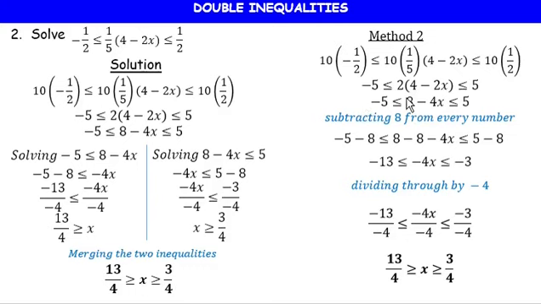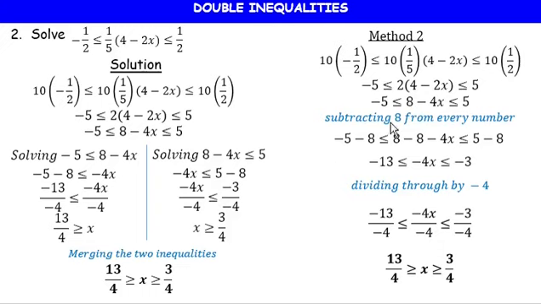Alternatively, you can decide to eliminate the number that is attached to the x in the middle section here, right? So after multiplying through by the LCM and expanding this bracket, we are going to have negative 5 less than or equal to 8 minus 4x less than or equal to 5, just as we had here. Okay, now we want to eliminate this 8 in the middle here. So what do we do? We just have to subtract 8 from every number, right?